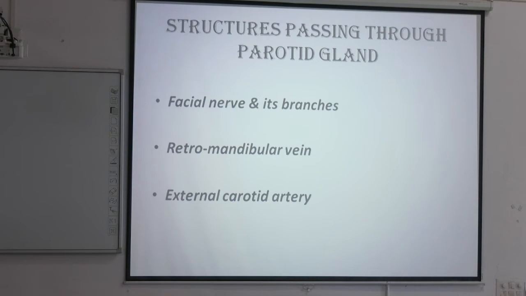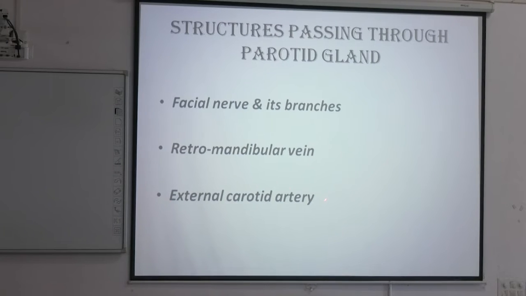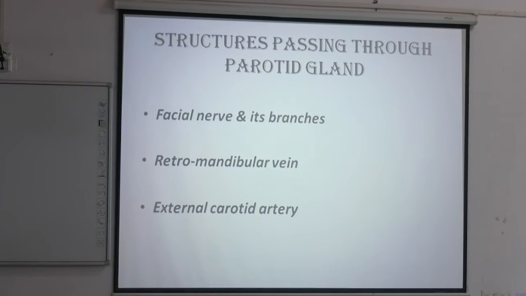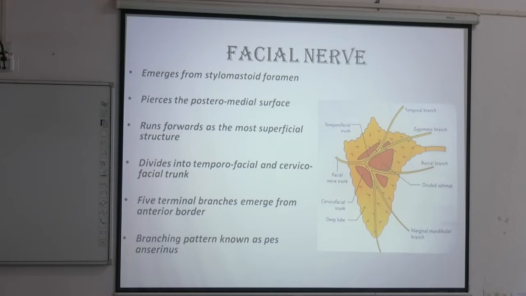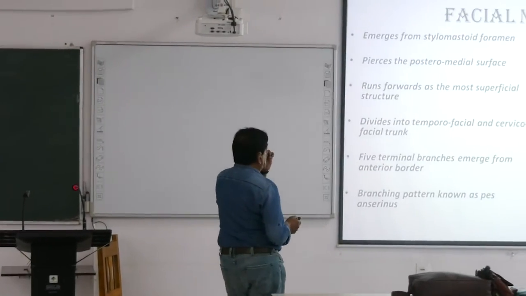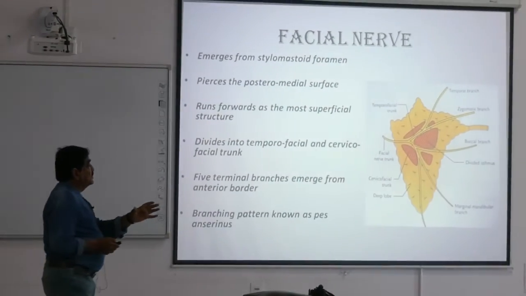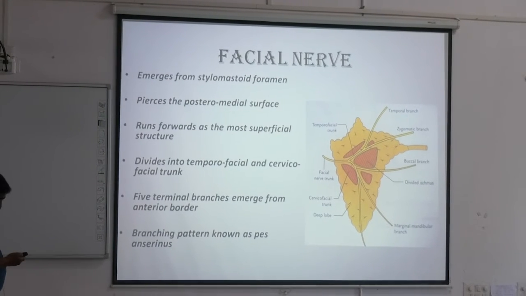Now, structures passing through the parotid gland: the facial nerve and its branches, the retromandibular vein, and the external carotid artery. Now, the facial nerve. Actually, there might be a short note on the facial nerve. It is an important component passing through the parotid gland.